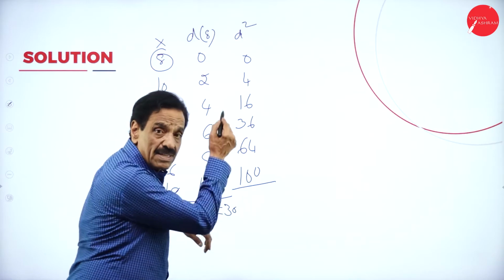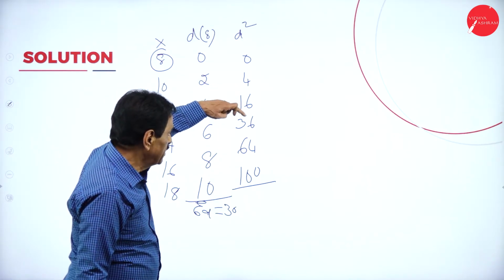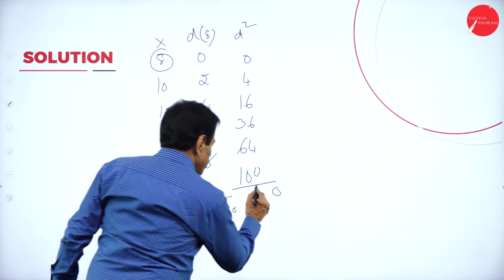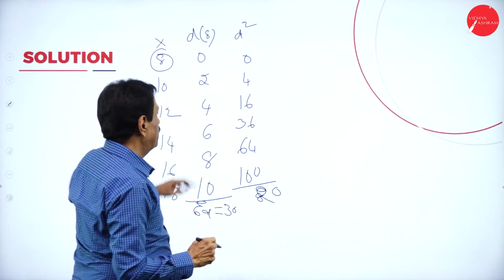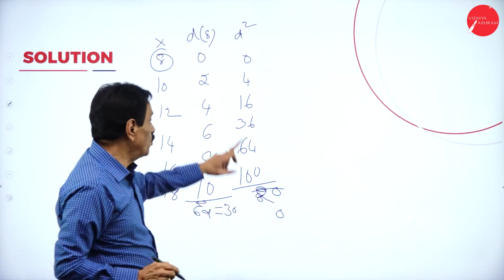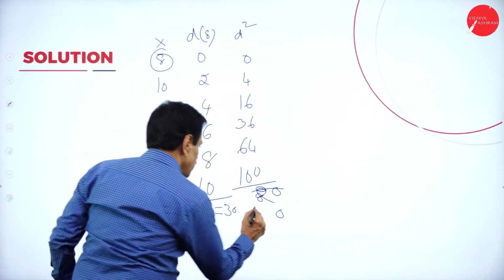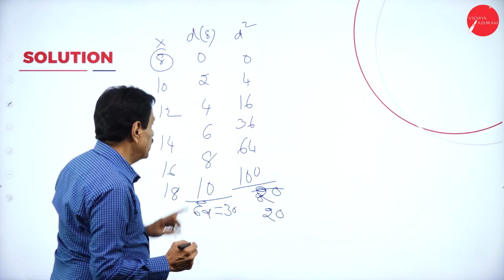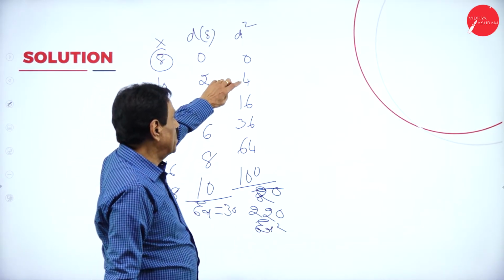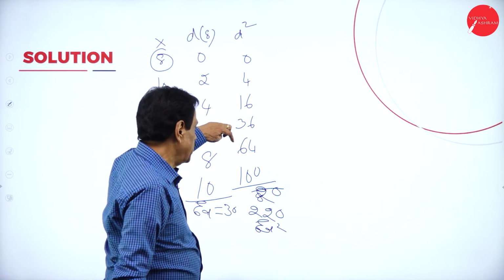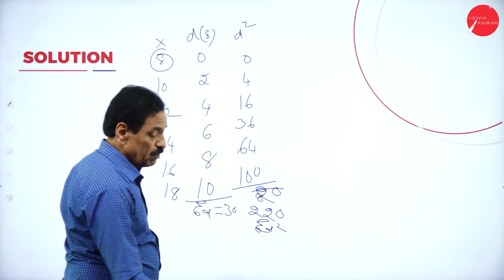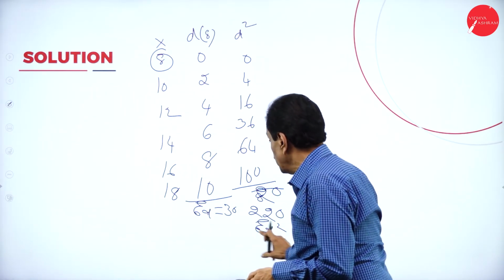Add the figures. 4 plus 6, 10. 16, 20, 2 carry. 2 plus 1, 3. 6, 12, 1 carry. 1 plus 1, 2. 220. What is 220? Sigma D square. So 220 is there, and sigma D is 30. So we'll move on to the formula.